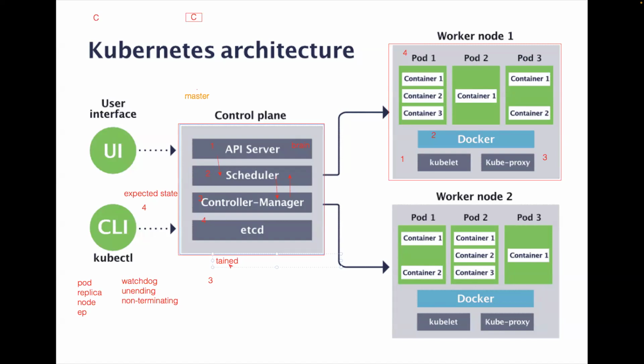Right? So that's how these 3 components interact. Can I go for the 4th component, etcd? Yes, ma'am. So etcd is like a storage, or else when API server is called a brain, etcd is called memory.